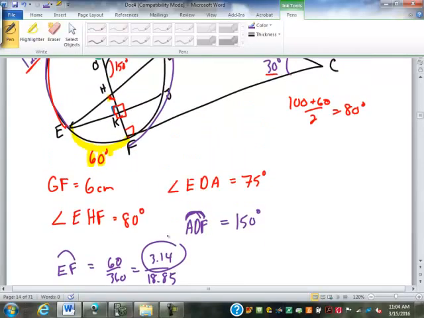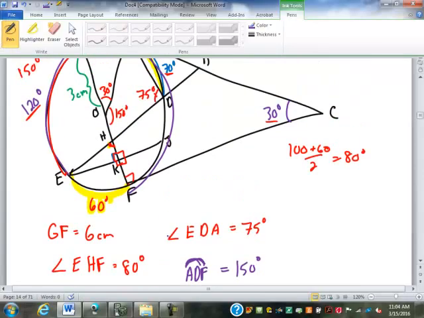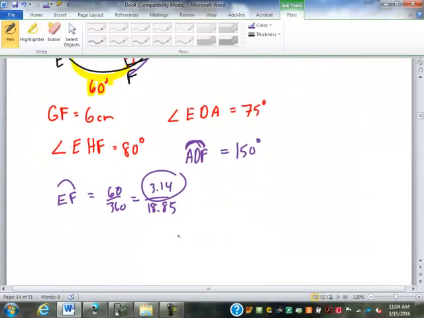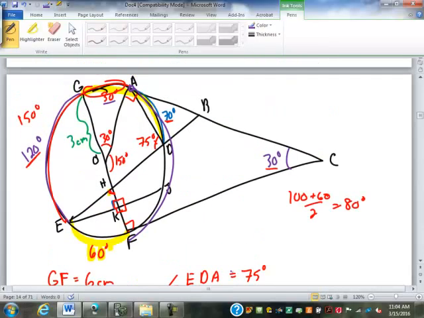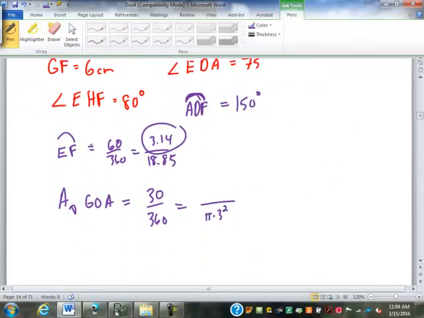Next, we're trying to find the area of sector GOA. Well, that's going to be part of the area of the whole circle. That's a 30 degree sector, so it's 30 out of 360 equals that area out of the area of the whole circle, which is pi times 3 squared. The radius is 3. You guys get the picture? Sort of.